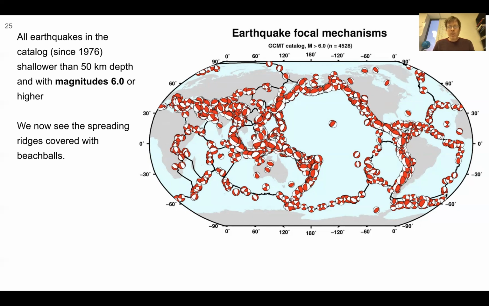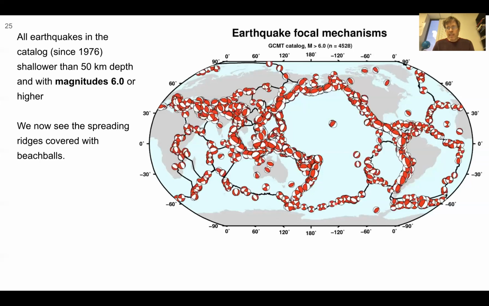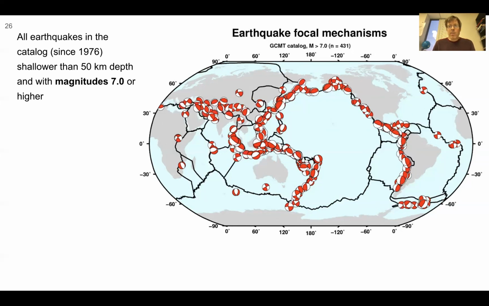We see the spreading ridges covered with beach balls. So here are spreading ridges, which have these transform strike slip segments associated with them. Lots of strike slip mechanisms all along here. But watch, if we go back from 7 to 6, all of a sudden these smaller events are filling in the spreading ridges. So that tells us something about the size of earthquakes that we might expect at these boundaries. Back to magnitude 7, and we're going to go north to Alaska and look at some of these events.